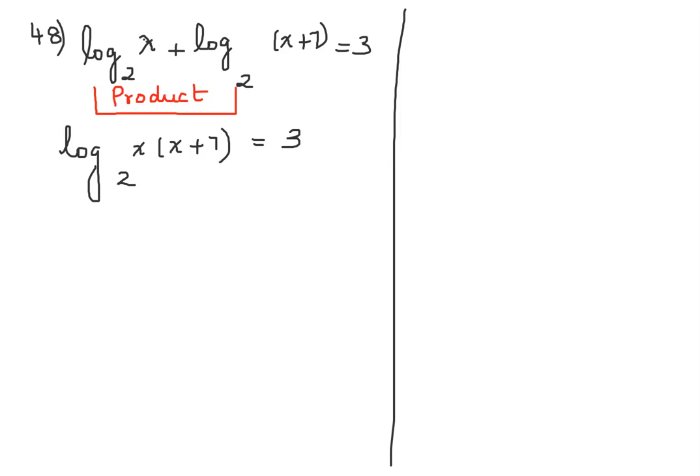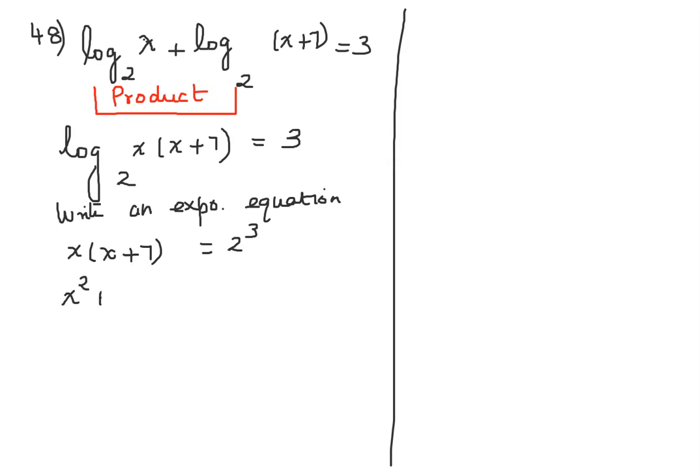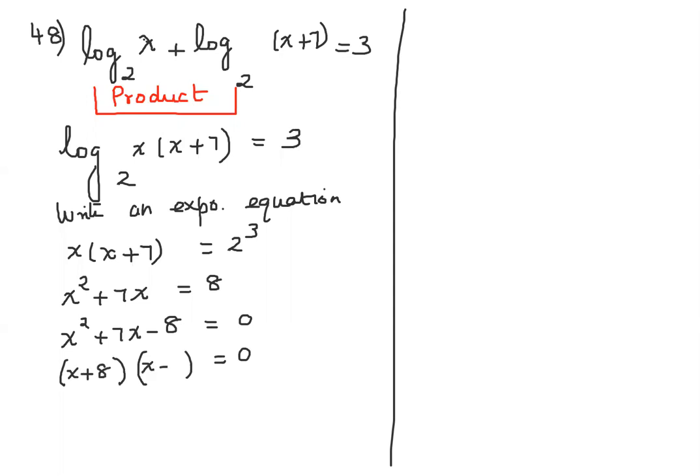So now we are going to write it as an exponential equation. What that means is we are going to write x times (x plus 7) equal to 2 to the power 3. Now distribute the x. So we get 8. Bring the 8 to the other side. So it's going to be x squared plus 7x minus 8 equal to 0.